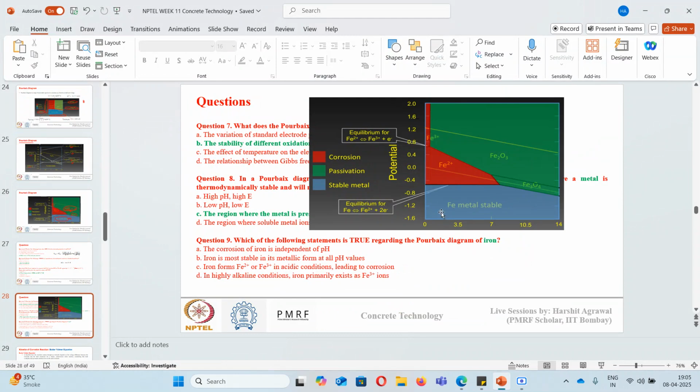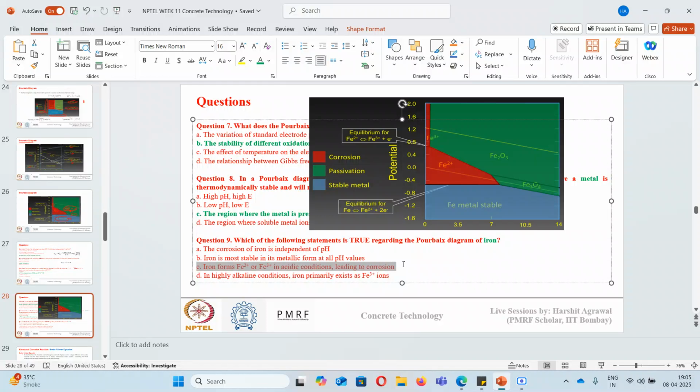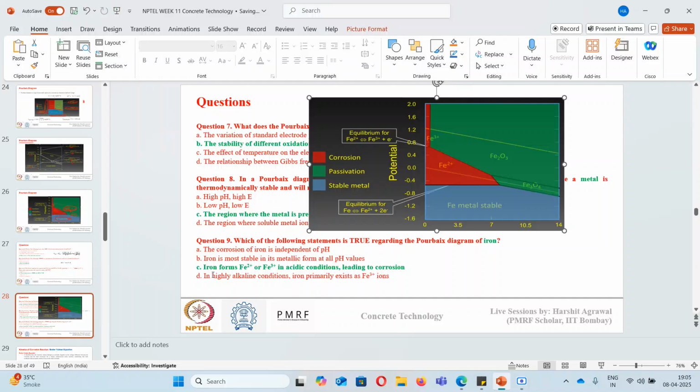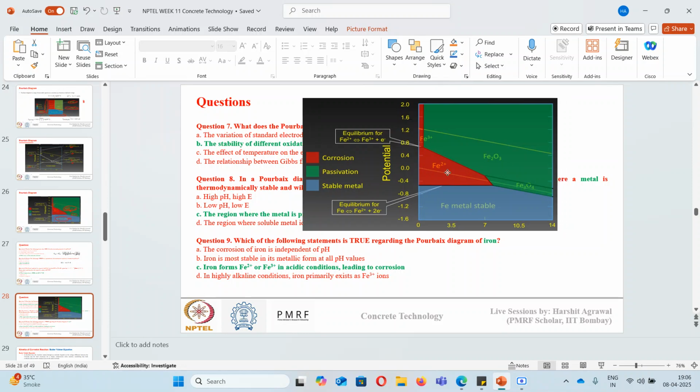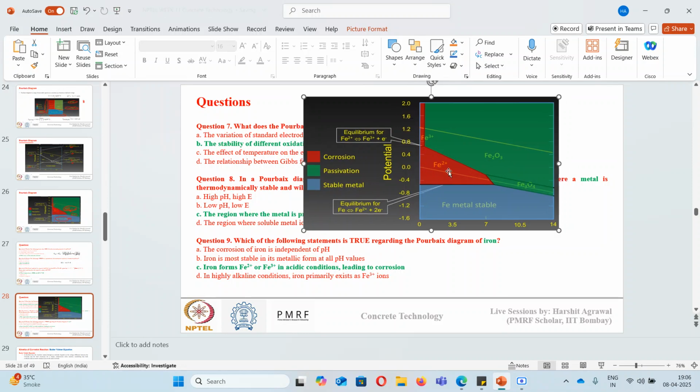Okay, let me tell you the answer so that we can move ahead quickly. The correct answer for this will be C. You can see here from the Pourbaix diagram, iron forms Fe2+ and Fe3+ in acidic condition. So in this acidic condition, there is formation of Fe2+ and Fe3+ states which leads to corrosion. That's why we say as the pH of concrete decreases, the probability of corrosion also increases. We can see that from the Pourbaix diagram of iron also.